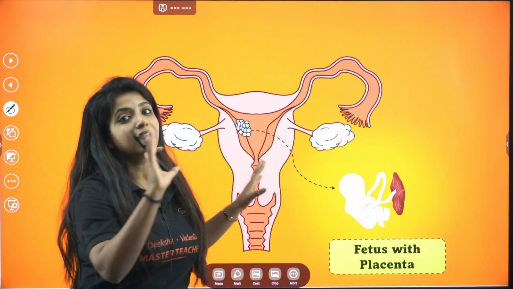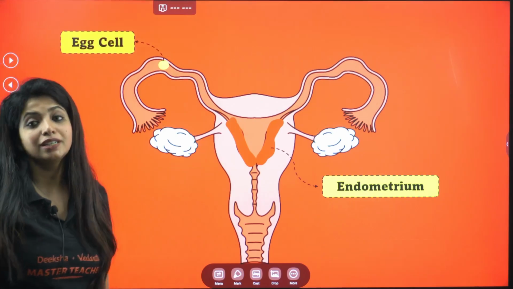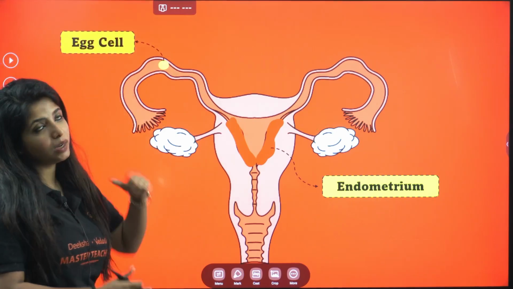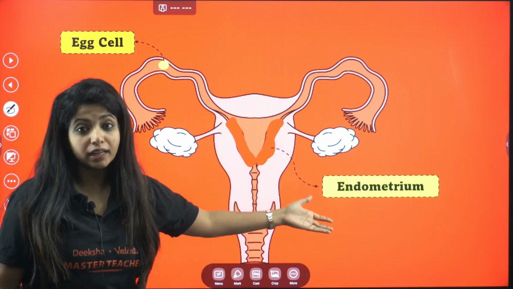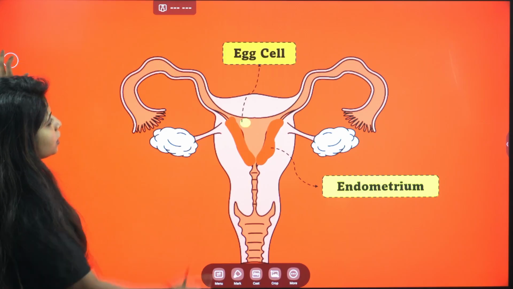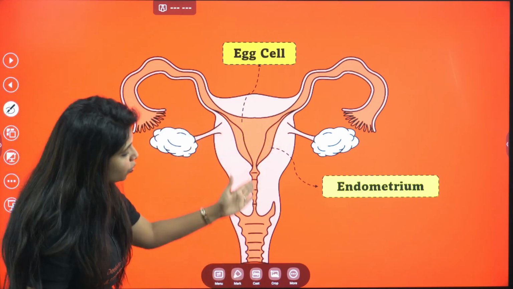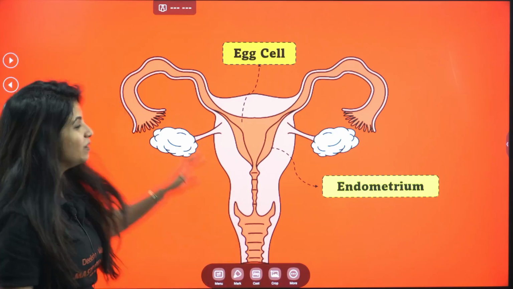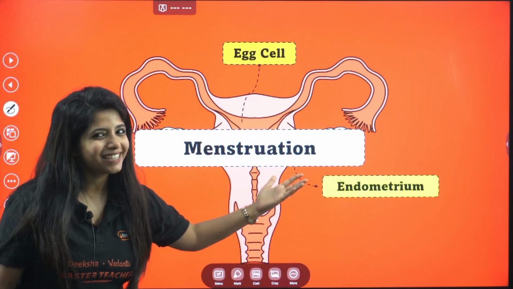This is the story if fertilization takes place. What if fertilization didn't take place? The egg cell was waiting for 24 hours and then the sperm didn't come. The endometrium was already thickened. And then, my dear children, since fertilization has not taken place, both the egg cell as well as the endometrium shed down through our vagina in the form of bleeding, and this is known as menstruation. I hope this is clear.